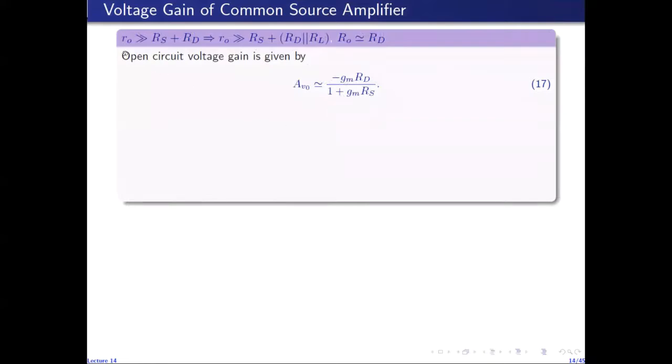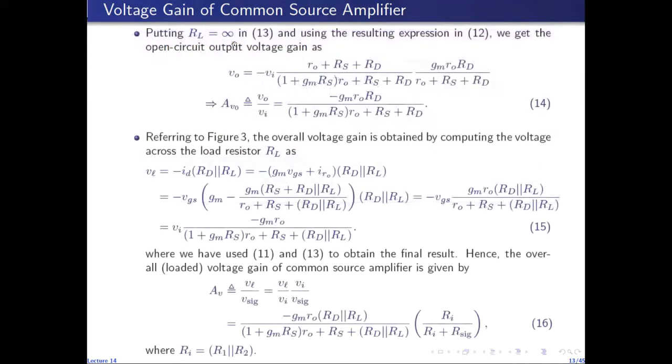So again, we can use these reasonable assumptions that small r naught is much, much greater than RS plus RD, which implies that small r naught is much, much greater than RS plus RD in parallel with RL, because RD in parallel with RL is smaller than RD. So if small r naught is much, much greater than this combination, it is definitely much, much greater than this combination. And under the assumption that small r naught is much larger, the output resistance capital R naught is approximated by RD. So using these expressions, we can simplify AV naught. So small r naught, so this first term is small r naught plus this third term, RS plus RD.